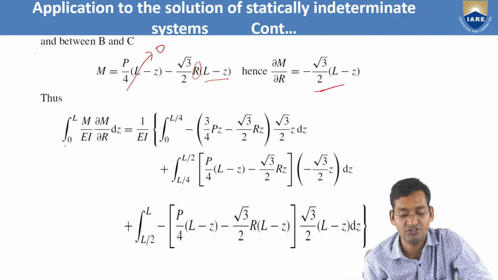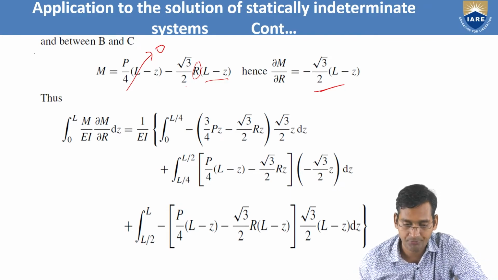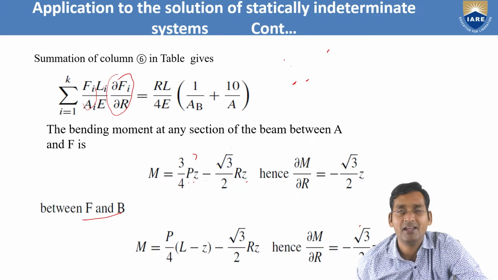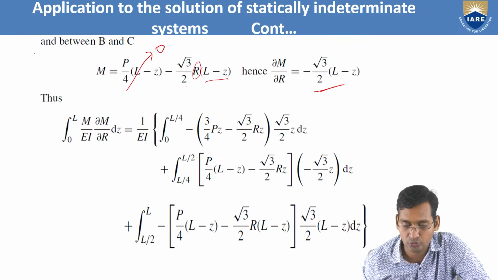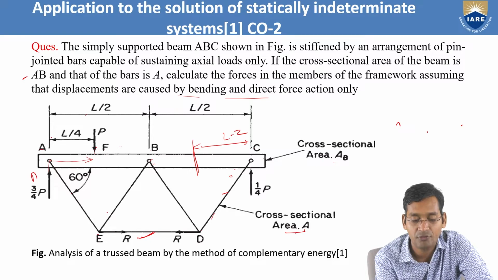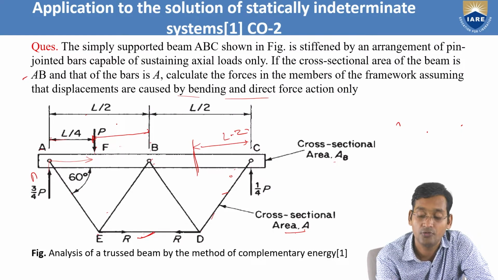This value. Now just see, in 3 parts we found: A to F, F to B, and B to C. Whatever the length is there, the same length we have to take. So A to B, see the figure, what is the length? A to B is L, from here to here is L by 4. So from here to here will be L by 4 to L by 2, and this is L by 2 to L. So these limits we have to take while integrating.